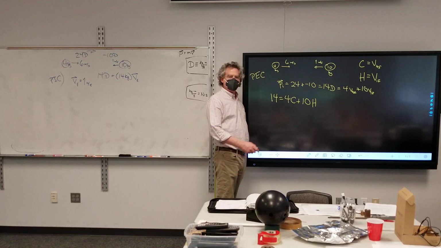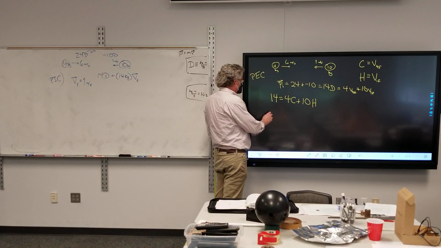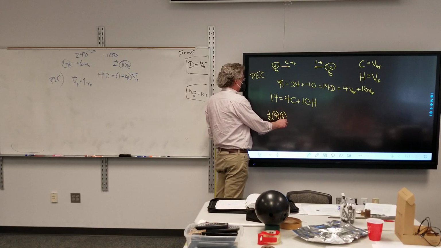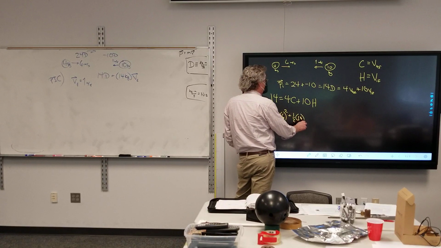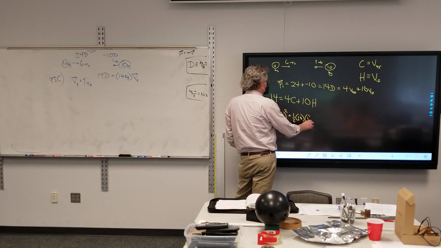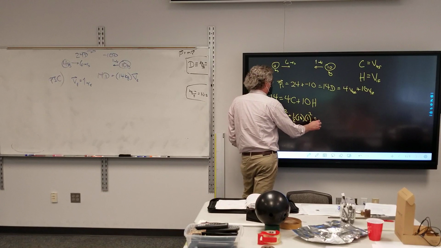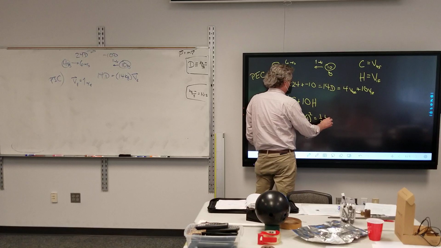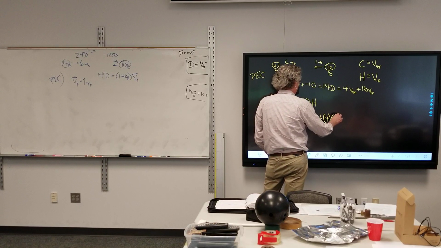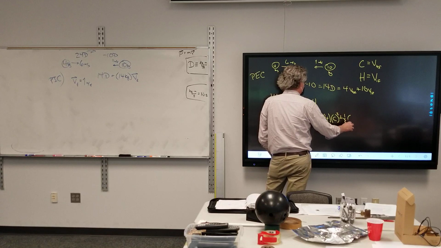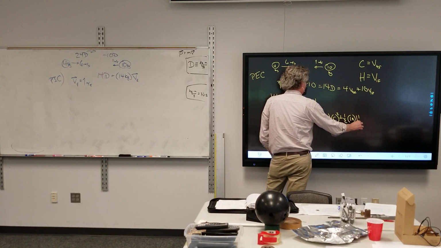So I got 1/2 times 4 times 6 squared plus 1/2 times 10 times 1 squared equals 1/2 times 4 times c squared plus 1/2 times 10 times h squared.